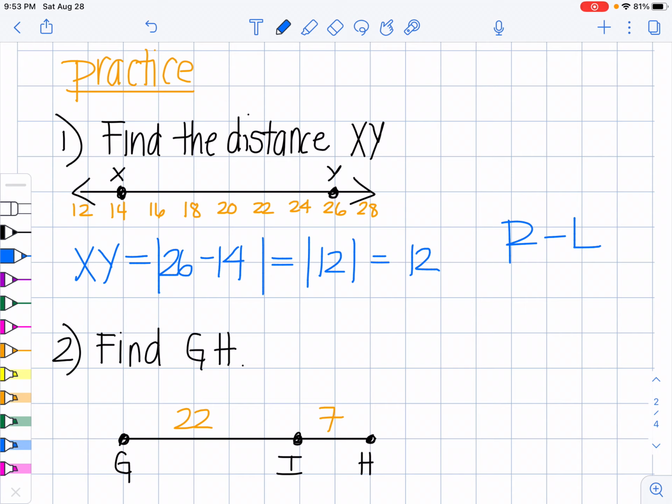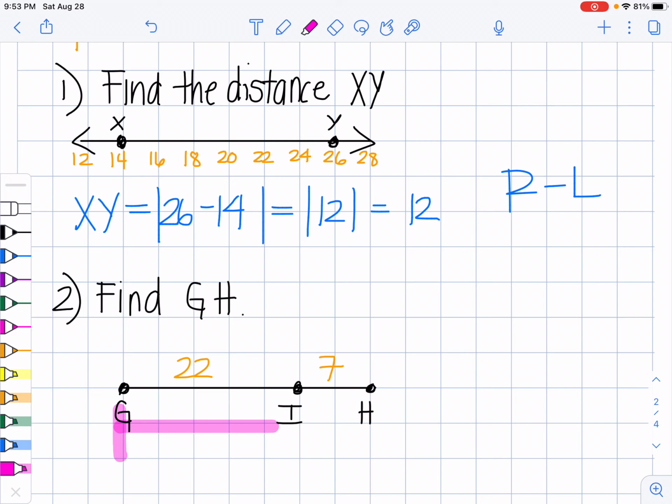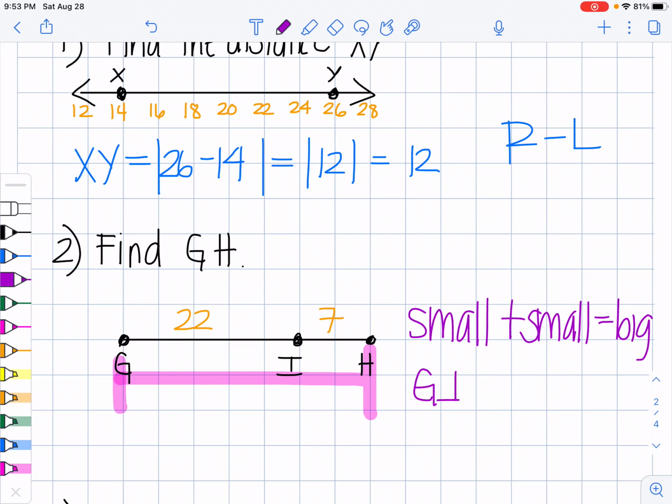All right, so I'm looking here and I notice that GH is my whole line segment. So in my segment addition postulate, it says that small plus small equals big. Now mathematically, they're probably going to write this out. They're going to say, well, GI plus IH equals GH.